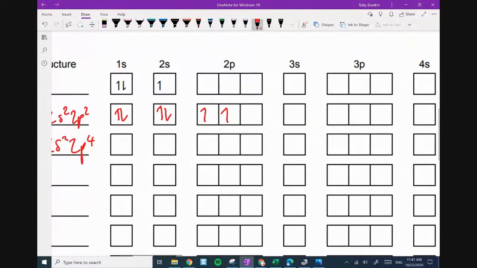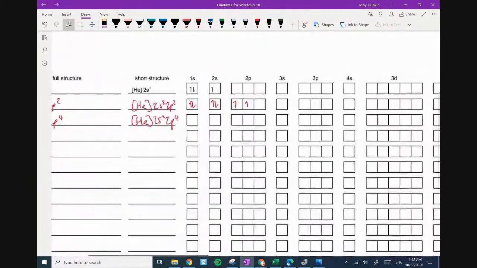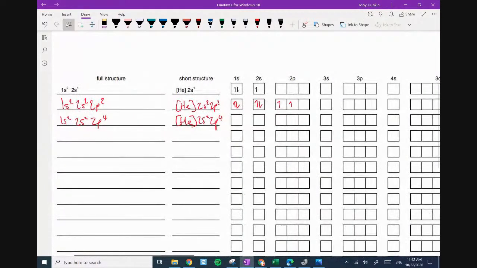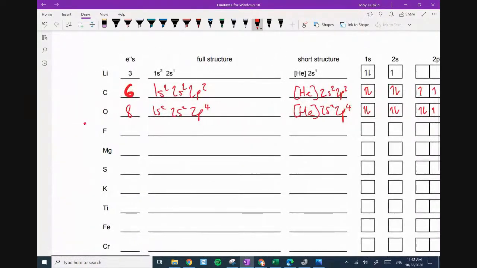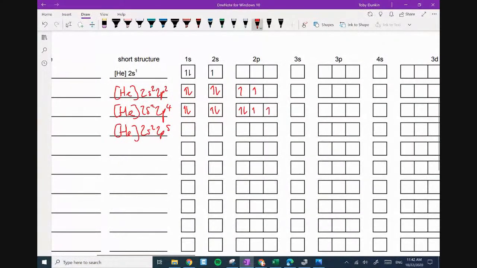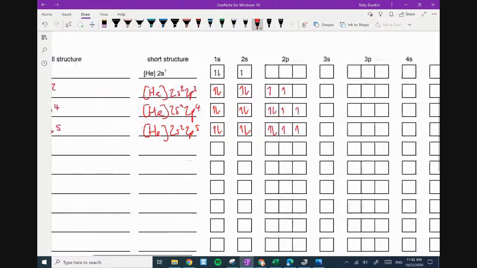Notice in the last section, the electrons are not going into pair first. Because there are orbitals on the same energy level, they'll fill up an empty orbital rather than a half-full orbital because they'll repel each other. The next one for oxygen: 1s2, 2s2, 2p1, 2p2, 2p3, 2p4, and I'm done. Next, fluorine is element number 9: 1s2, 2s2, 2p5. Short form: helium, 2s2, 2p5. Electronic boxes: 1, 2, 1, 1, 1, and then 2 goes back into pair.